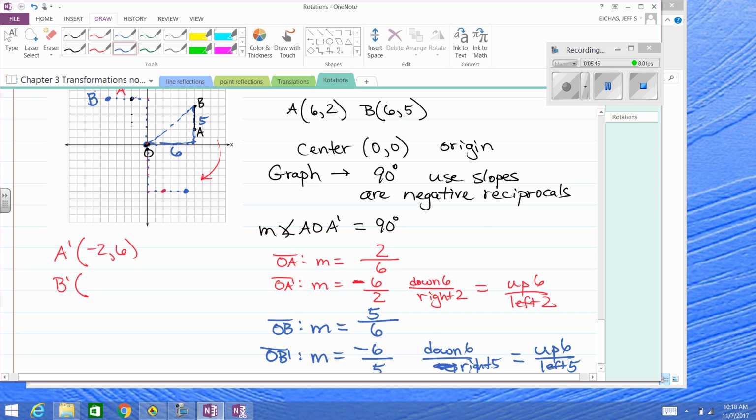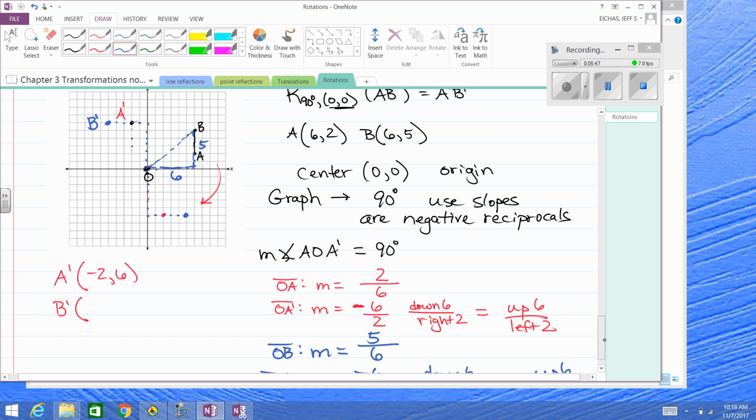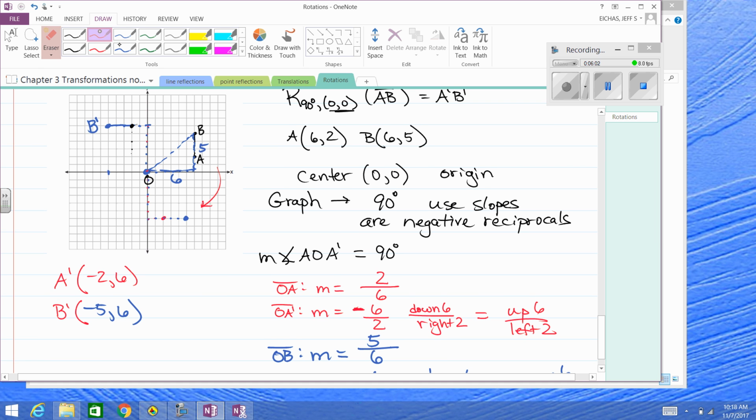Let's try that. Up 6, left 5. Here's where B prime would be. All right, that's a little weird. That's at negative 5, 6 is the location. Okay, and if you connect those, does it really look like what we thought was going to happen happened? All right, let's put A prime here. Let's get rid of some of this other stuff, and we can observe real quick. Get rid of all these dots.